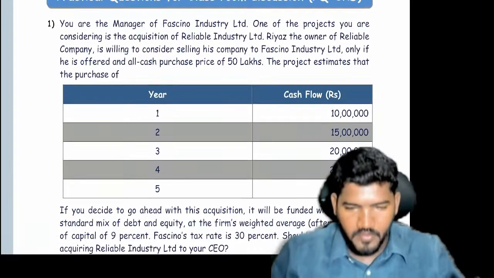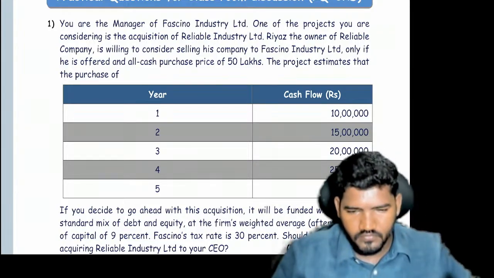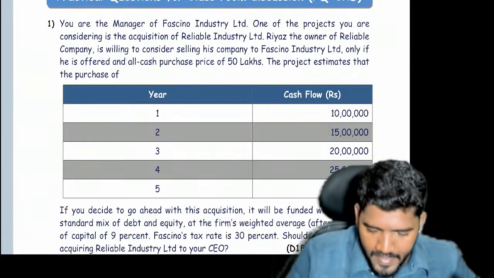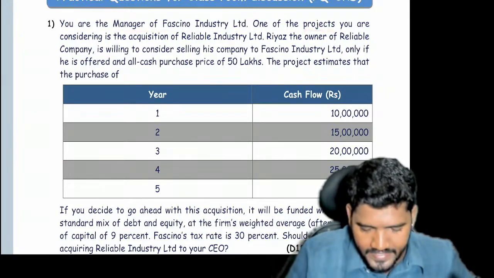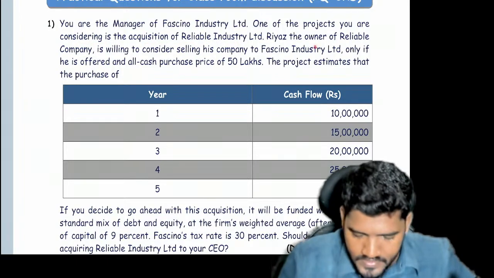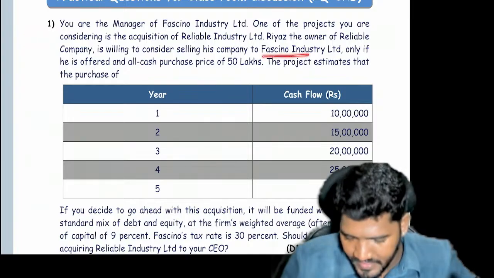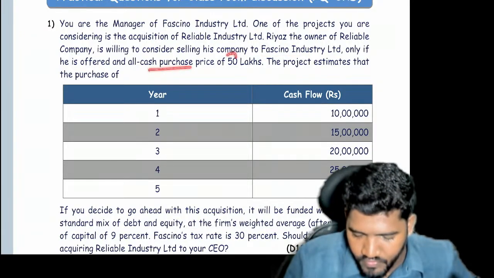Come to illustration number 1, guys. Speed up. So you can observe, you are a manager of Fasico Industry Limited. One of the projects you are considering is the acquisition of Reliable Industry Limited. The owner of Reliable company is willing to consider selling his company to Fasico only if he is offered an all cash purchase price of 50 lakhs.